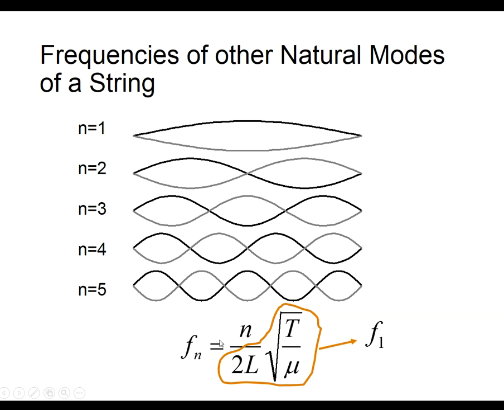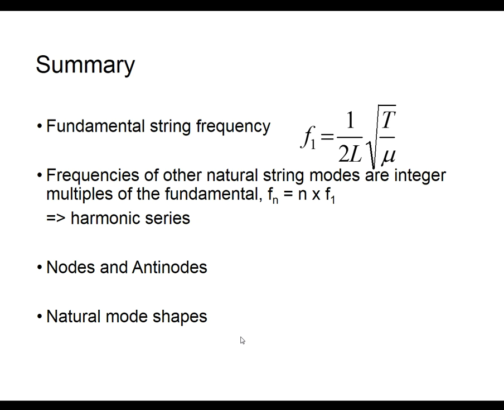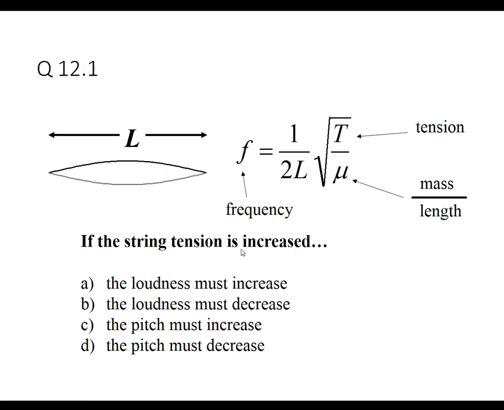And then if you wanted to figure out the frequency of any of the higher modes, you just multiply by n. So just to summarize, we're talking about the fundamental string frequency given by this equation here, where this funny looking u thing, called mu, is the mass per length. And the frequency of any higher modes is just n times the fundamental mode. This forms a harmonic series, and harmonic means literally that they're multiples of the original frequency. We talked about nodes and antinodes, nodes being the place where there's not any motion happening. And the natural mode shapes are those modes like n equals 1, n equals 2, and so on.